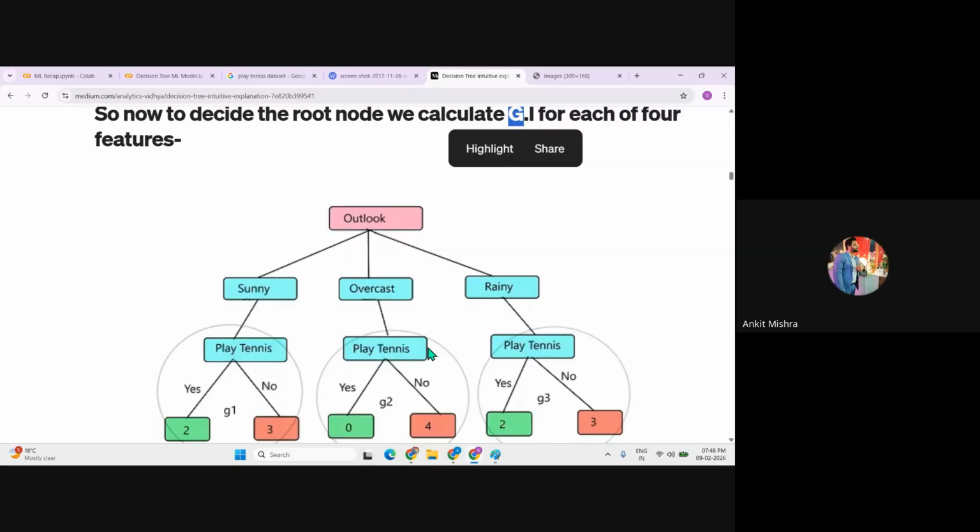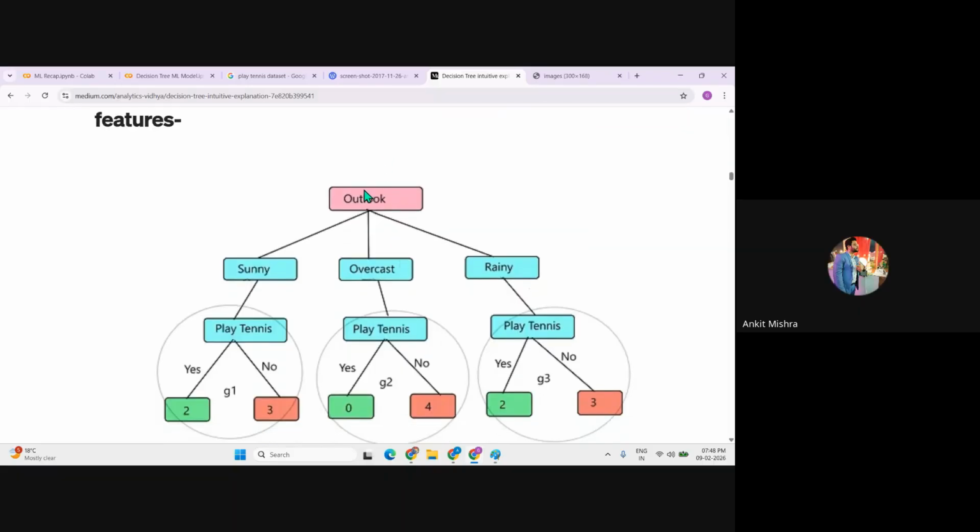Now, out of 14 rows, if the outlook was sunny, the user is likely to play tennis 2 times, and not likely to play tennis 3 times. Whenever the outlook is sunny, the player plays tennis 2 times and does not play 3 times, right? This is the G1 group. Now, what about the G2 group? Whenever the outlook is overcast, the player will always say, I will not play tennis, right?